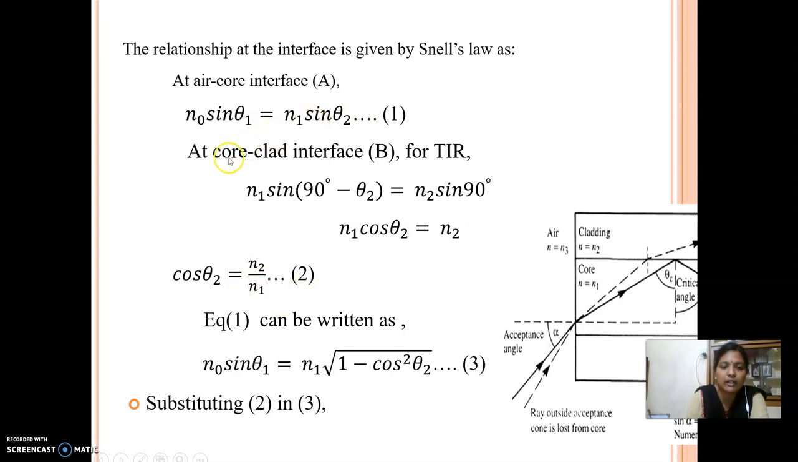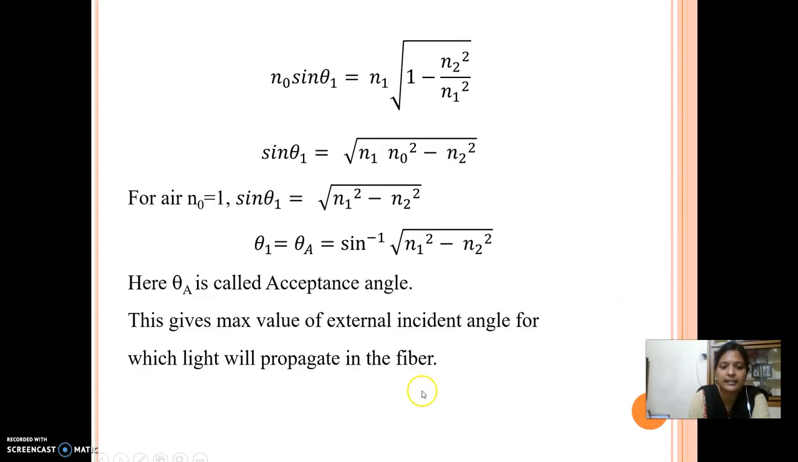So according to this, we will remodify this n0 sin theta 1 as root of 1 minus cos square theta 2 here, such that we can substitute the cos theta 2 as n2 by n1 in this equation number 3 here. So we'll substitute this 2 value in the 3, then we will get this n0 sin theta 1 is equal to n1 root of 1 minus n2 square by n1 square. Just rearranging the terms and all. Finally, we will get sin theta 1 is equal to root of n1 square minus n2 square when refractive index of air is equal to 1.